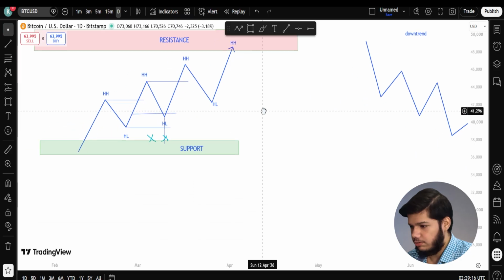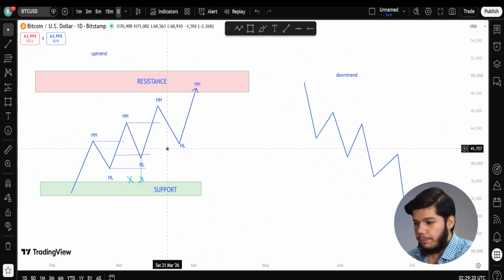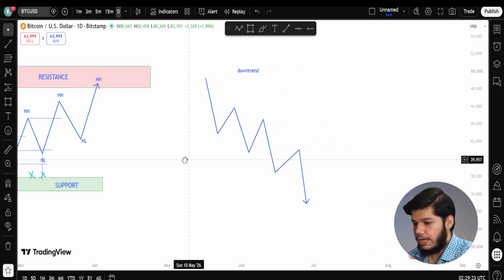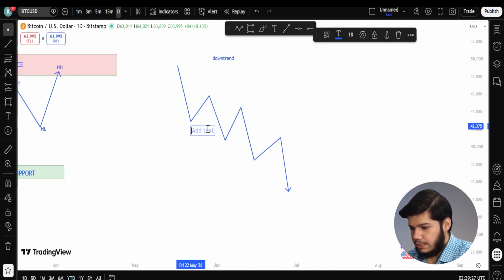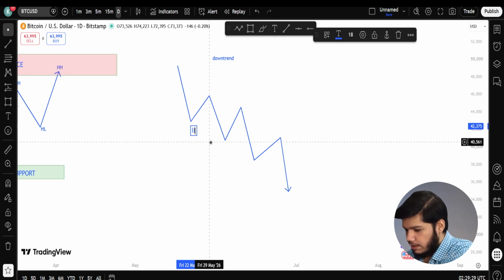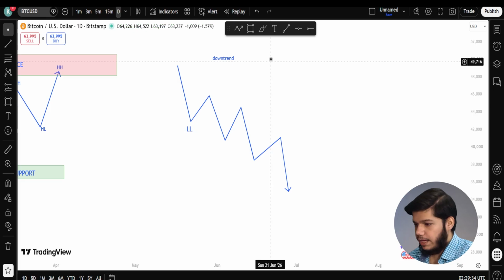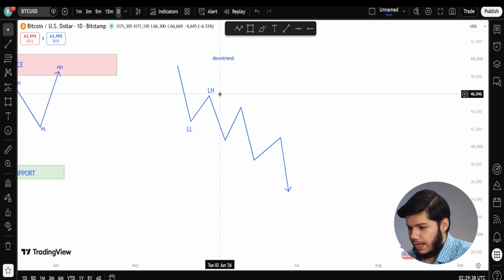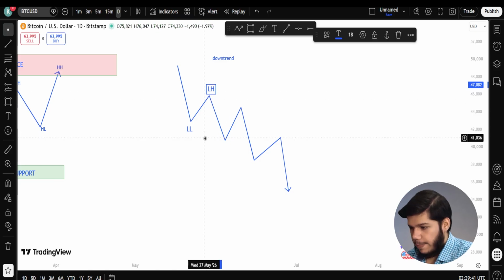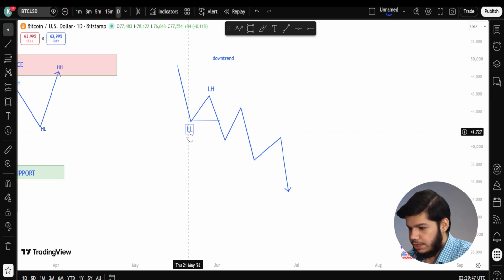Now let's talk about the downtrend right here. Similarly, if you take the opposite of the uptrend version, you will eventually get your downtrend. So in a downtrend, price makes lower lows. Let me write it in capital. Lower lows, which is denoted by LL, and price makes lower highs, which is denoted by LH. Okay, right here.